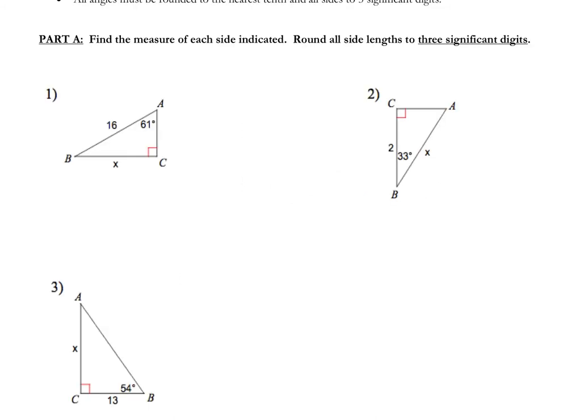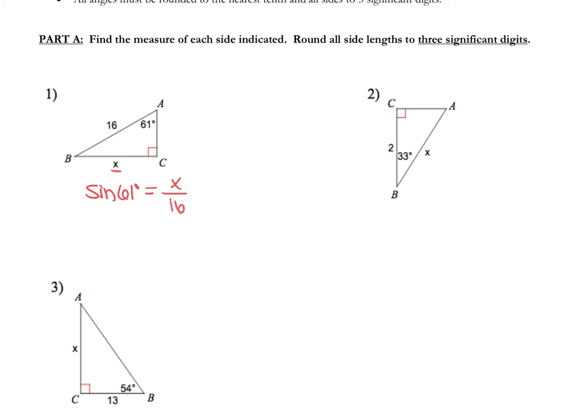So in part A here, we're going to find the measure of the side that's labeled. So here I want to find side x. So x here, I'm given this angle A is 61. X here is the leg opposite that. And I also have the hypotenuse. So that tells me I want to use sine. So the sine of 61 equals opposite over hypotenuse.